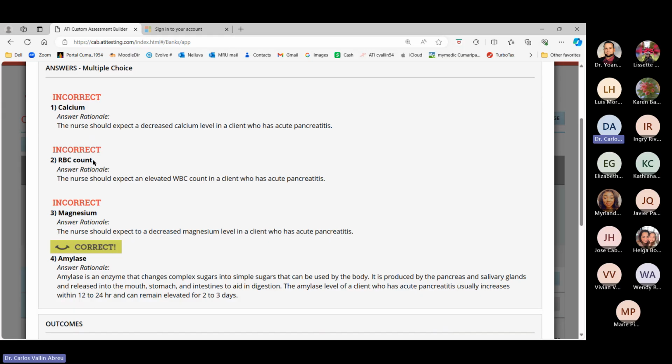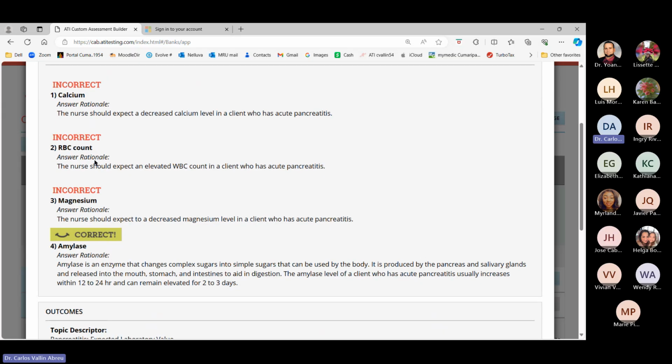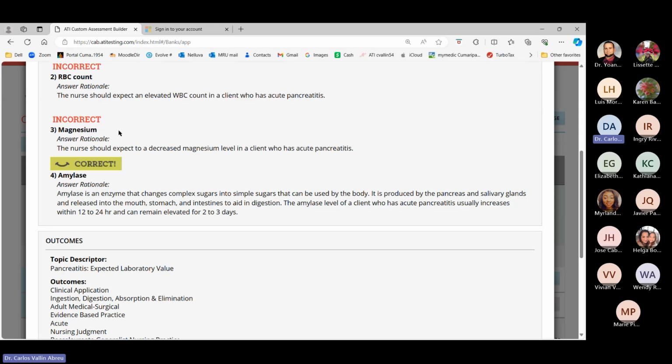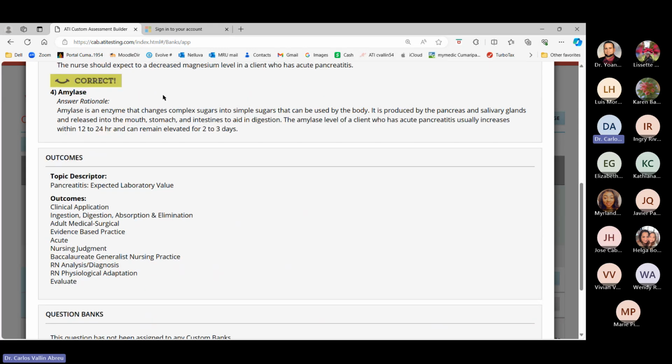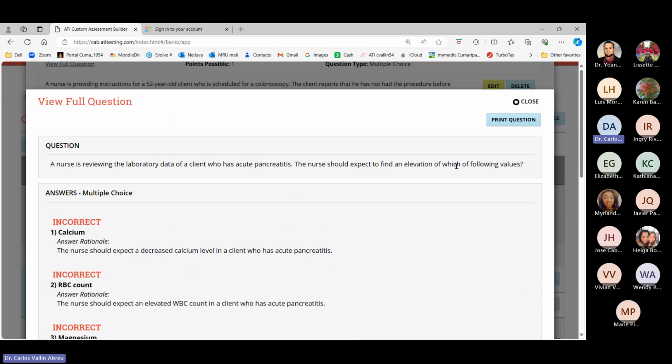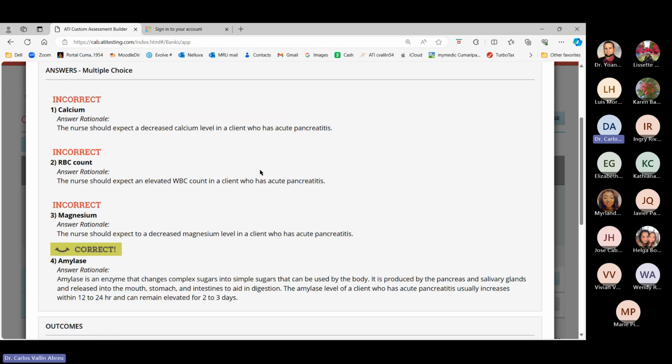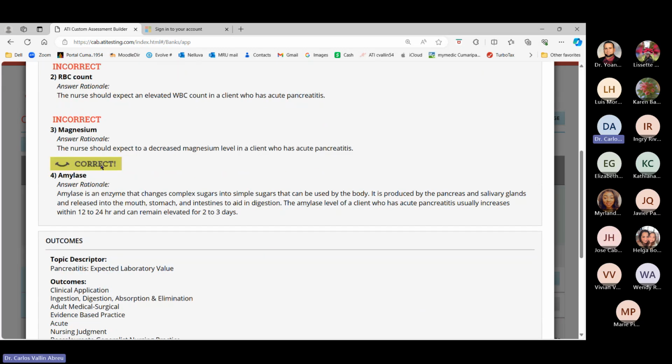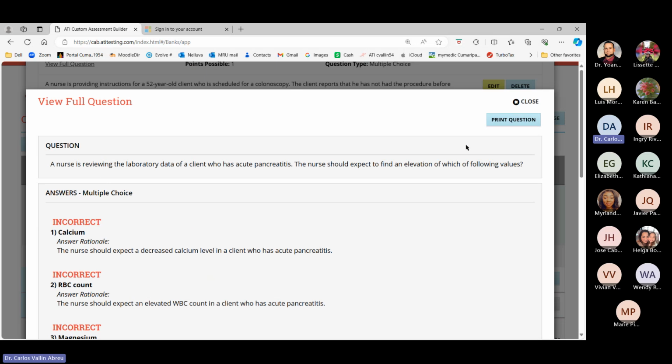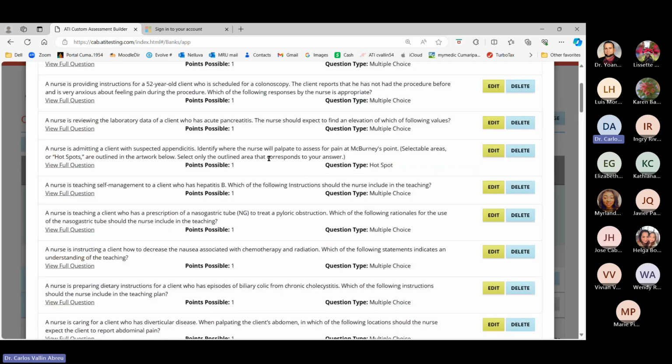Red blood cell count doesn't need to change unless there is a massive hemorrhage. Magnesium is not affected in pancreatitis. Amylase, they are asking about elevated, no? Elevation, see, yes, there is elevation of the amylase. Amylase and lipase are the enzymes that allow you to diagnose pancreatitis, no problems. Okay, pancreatitis, another question.